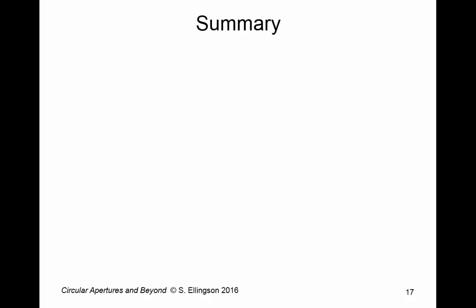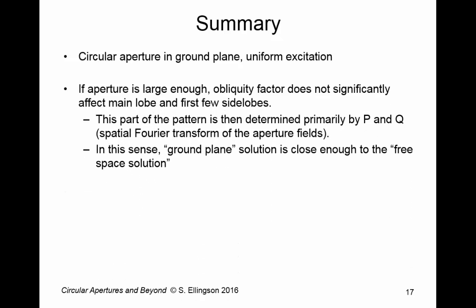Okay, time to summarize. First, this lecture has been primarily about circular apertures and ground planes with uniform excitation. If the aperture is large enough, the obliquity factor, that's this factor of cosine theta, or 1 plus cosine theta over 2, does not significantly affect the main lobe and the first few side lobes. So that part of the pattern is determined primarily by the P's and the Q's, that is the spatial Fourier transforms of the aperture fields.